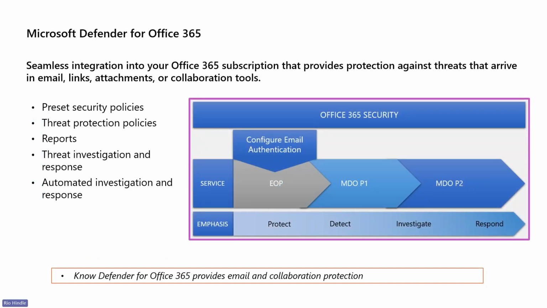Microsoft Defender for Office 365 has a seamless integration into your Office 365 subscription that provides protection against threats that arrive in either email, links, URLs, attachments, or any of the collaboration tools such as SharePoint Online, Teams, and Outlook. Defender for Office 365 provides a real-time view of threats and tools you can use to stay ahead of potential and upcoming threats. And there's a whole load of out-of-the-box policies you can use to make sure your environment is secure and you're using this to its full potential. One being the preset security policies, which allow you to apply protection features to users based on Microsoft recommended settings.